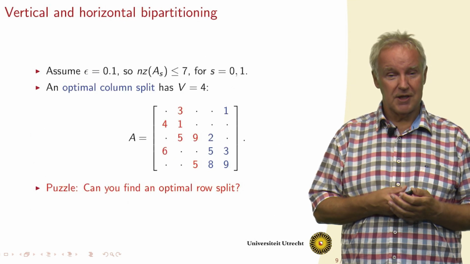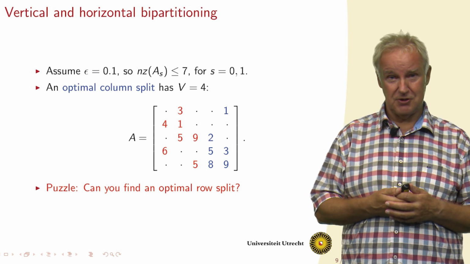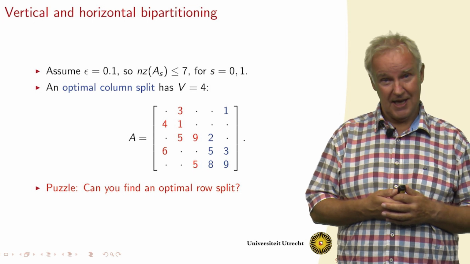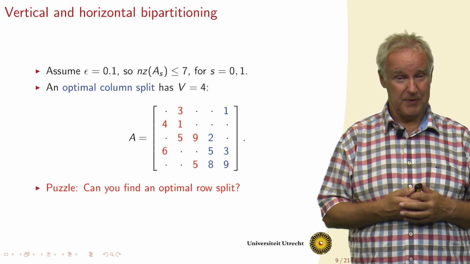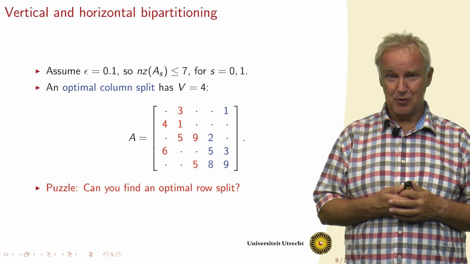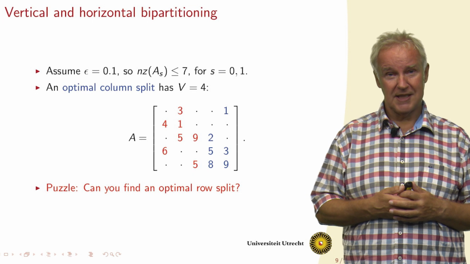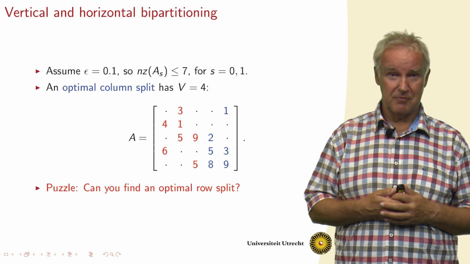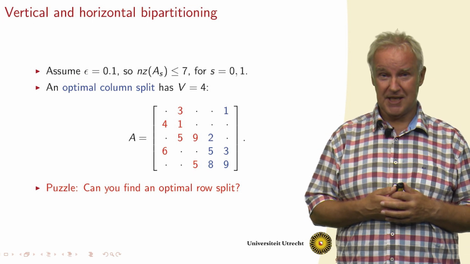So for a column split, an optimal one would be columns 0, 1, and 2, assigning them to red, and columns 3 and 4, assigning them to blue. You see that we have 4 communications because all rows are split except row 1. Row 1 is totally red. But all other rows have blue as well as red. And so we need 4 communications for this.